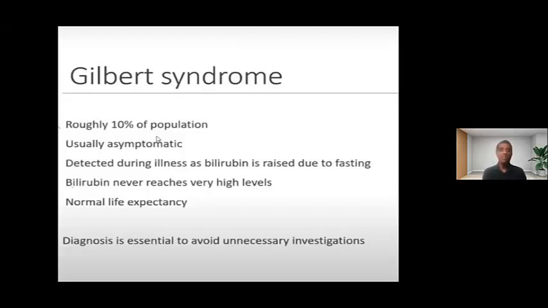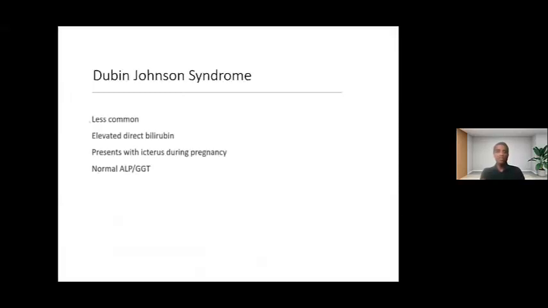And they have got normal life expectancy because it won't progress into chronic liver cell disease. So the most important thing is that diagnosis is essential to avoid unnecessary investigation, because otherwise people will go even for a liver biopsy for this innocent condition. So what you need is to exclude hemolysis and other causes of indirect hyperbilirubinemia, and reassurance is the mainstay of treatment.